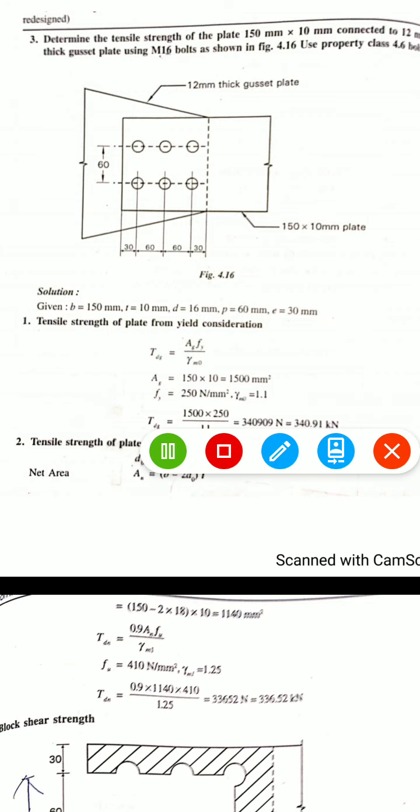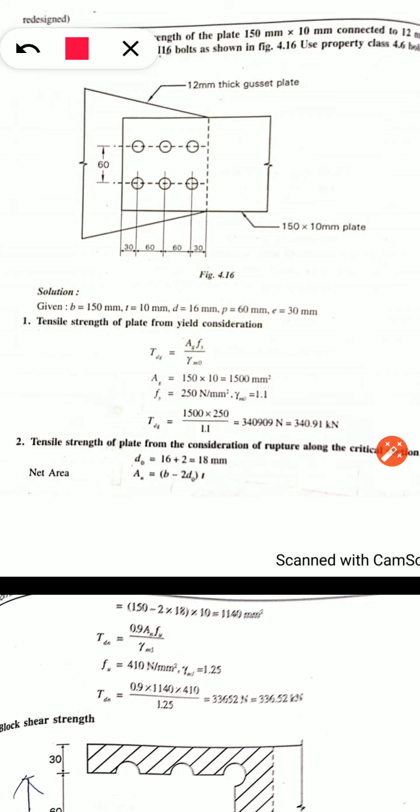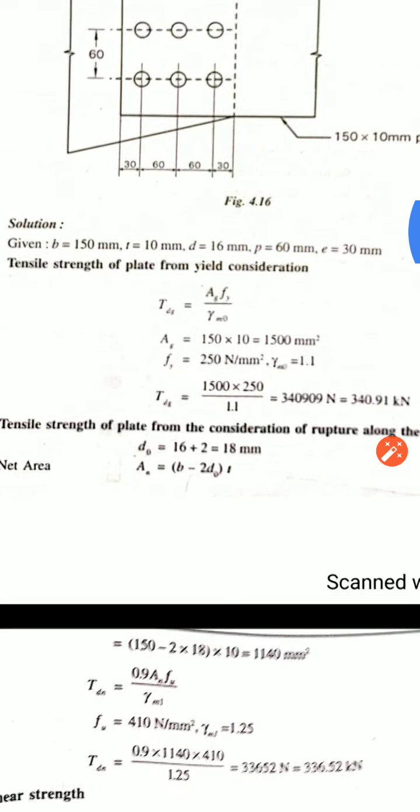The given data is: width of plate 150 mm, thickness 10 mm, diameter of bolt 16 mm, pitch 60 mm, and edge distance 30 mm. The formula for design strength due to yielding of cross section is there in the code book, pages 32 and 33 of IS 800:2007, as discussed in the previous video.